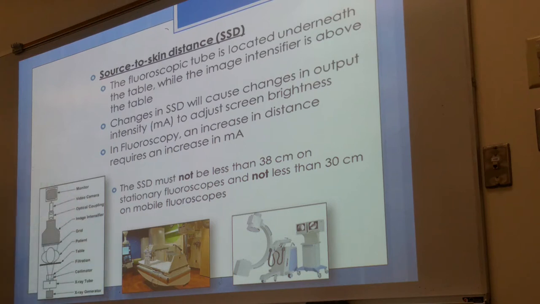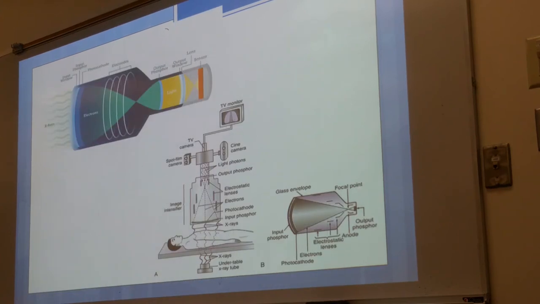Okay. The SSD must not be less than 38 centimeters on a stationary fluoroscope and not less than 30 centimeters on a mobile fluoroscope. Okay, questions?